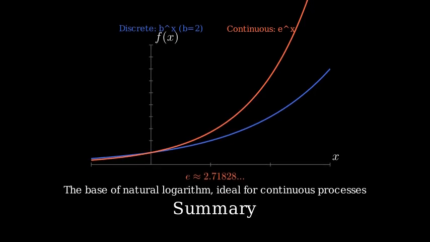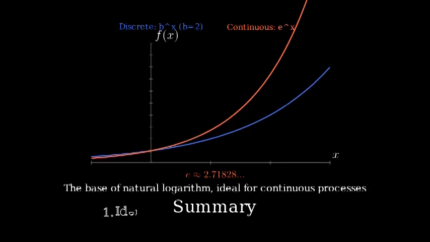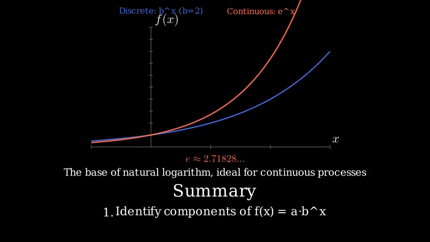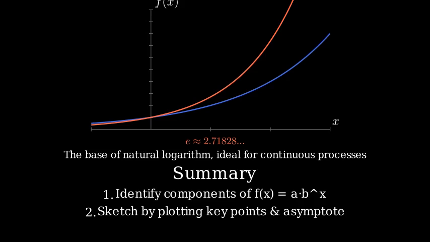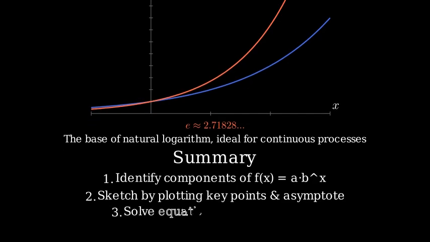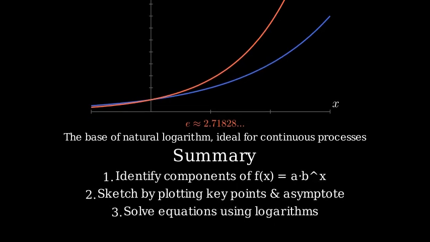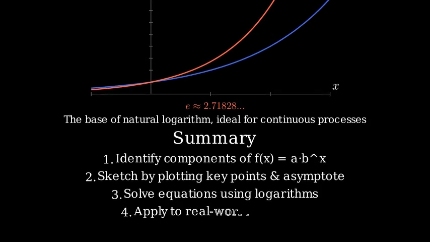Let's summarize what we've learned about exponential functions. First, we identified the components of the exponential function f of x equals a times b to the power of x. Second, we learned how to sketch exponential functions by plotting key points and recognizing the horizontal asymptote at y equals 0. Third, we practiced solving exponential equations by isolating the exponential term and taking logarithms. And finally, we explored real-world applications of exponential functions in population growth, radioactive decay, and compound interest.